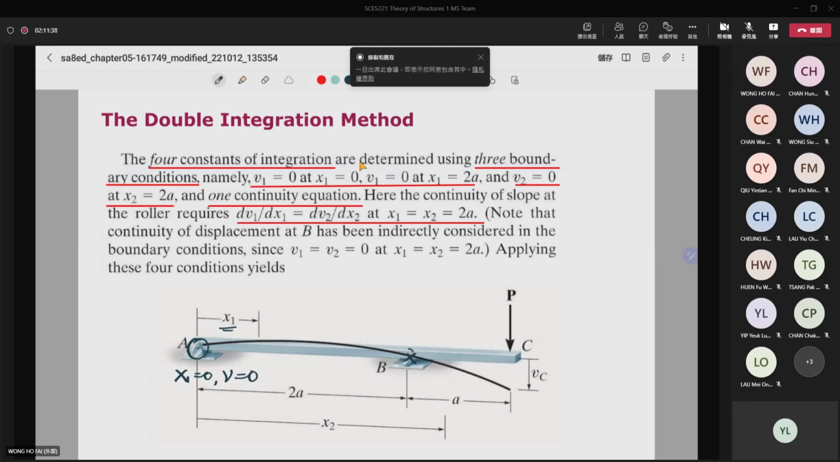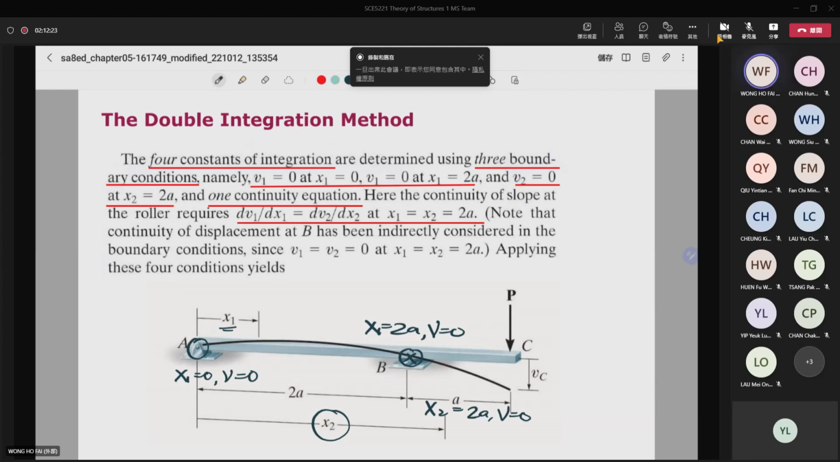And then for the location here, x1 is equal to 2a, you can see that the deflection is also equal to 0. And then if you consider x2, when x2 is again equal to 2a, then the deflection must be equal to 0. So right here, you can see that you have 3 boundary conditions. But it is not enough because you have 4 integration constants, right? Then you have 1 boundary condition left.